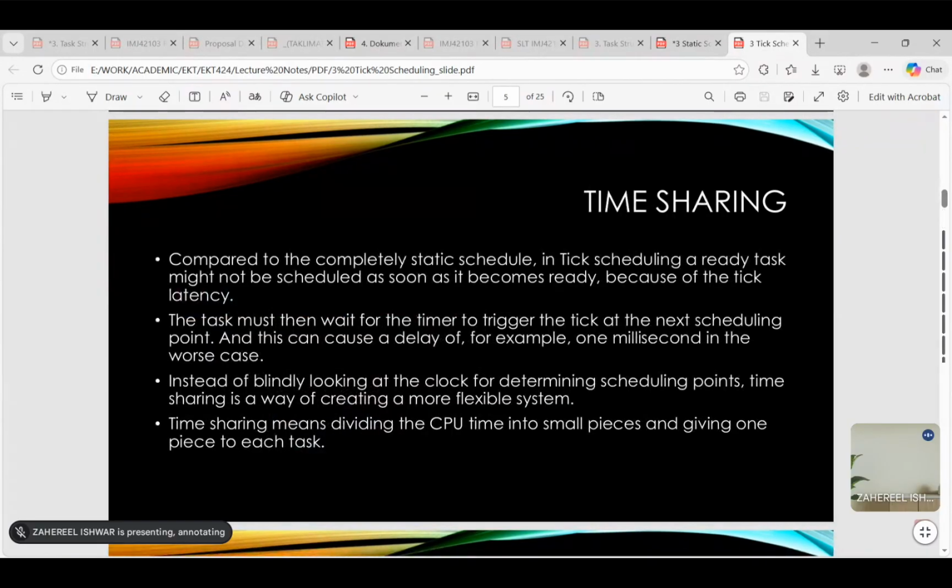So that's not good. Now the task must then wait for the timer to trigger the tick at the next scheduling point. And this can cause a delay of, for example, 1 millisecond in the worst case. Now, instead of blindly looking at the clock for determining scheduling points, time sharing is a way of creating a more flexible system. Do you guys remember what is time sharing?